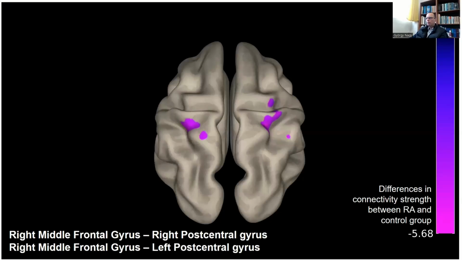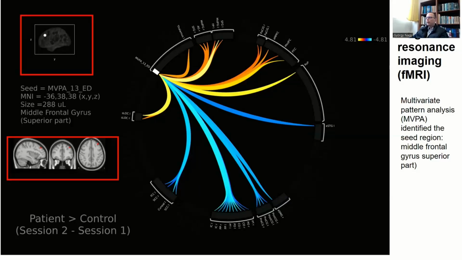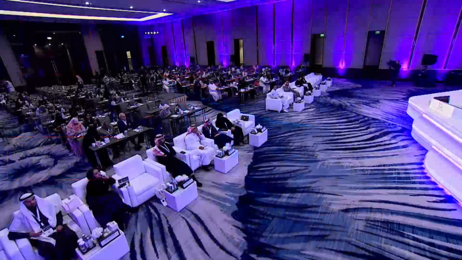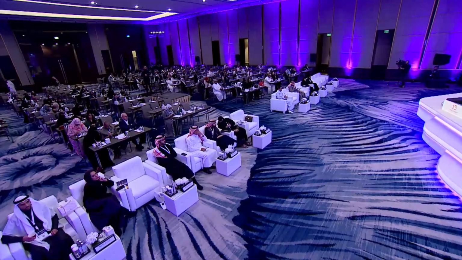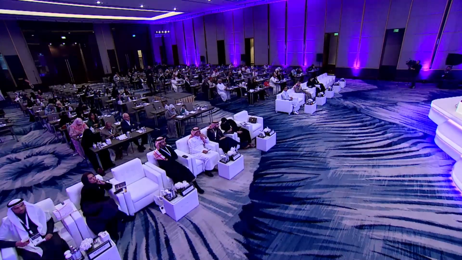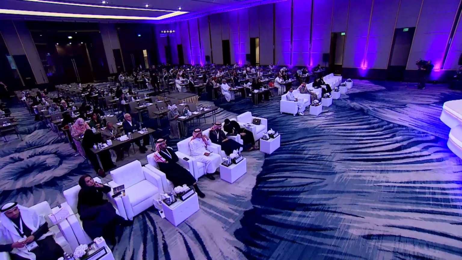And we are doing functional MRI on these patients, and we are comparing the pain pathways in the brain. And basically, what I just would like to mention is that we could identify brain regions where the pain pathways are altered in difficult to treat disease compared to the non-difficult to treat patients. And that's the middle frontal gyrus, basically. What you see here is that a multivariate pattern analysis identified this middle frontal gyrus superior.